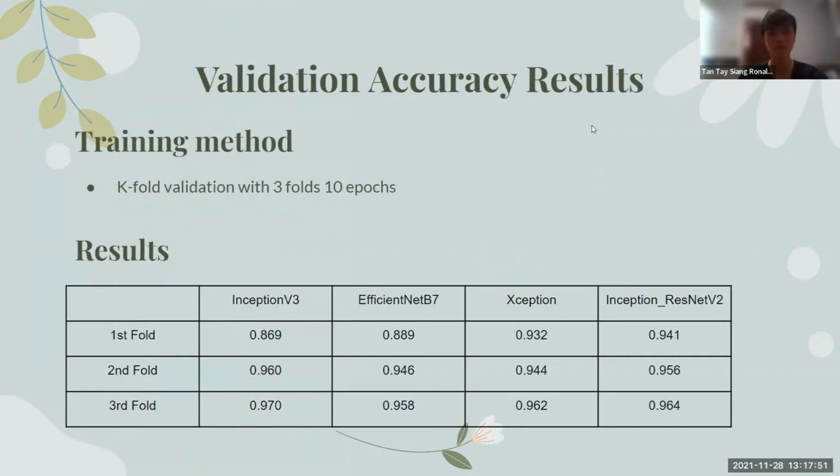Now, all 4 models were tested with 3-fold cross validation and 10 epochs, along with all the other parameters kept constant. The validation accuracy scores are plotted in this table over here. We decided that Inception ResNet V2 is the best model to be used in the classification task, because although it doesn't have the highest accuracy, it has the least fluctuation in accuracy across the 3 folds.